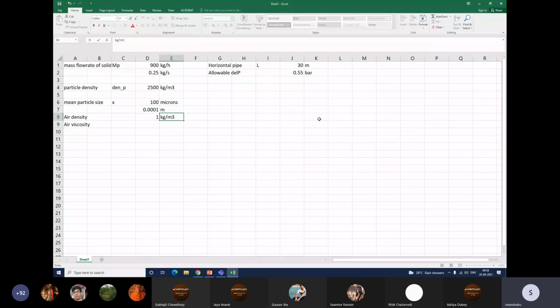For water, 1000 kg per meter cube. For air, 1 kg per meter cube. If they specify these values, you use them. If not specified, you can always approximate, because at ambient temperature it will be roughly 1 kg per meter cube.